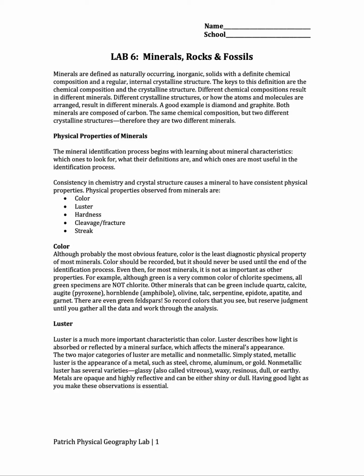Minerals are defined as a naturally occurring inorganic solid with a definite chemical composition and regular internal crystalline structure. The key to the definition is the chemical composition and the crystalline structure. Different chemical compositions result in different minerals. As an example, diamond and graphite, both minerals, are composed of carbon. The same chemical composition, but two different crystalline structures. Therefore, they're two different minerals.